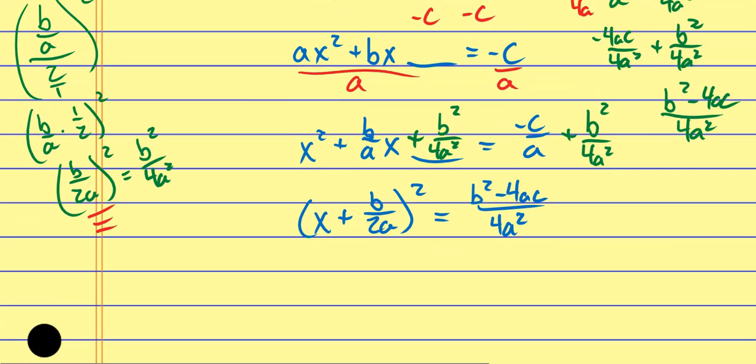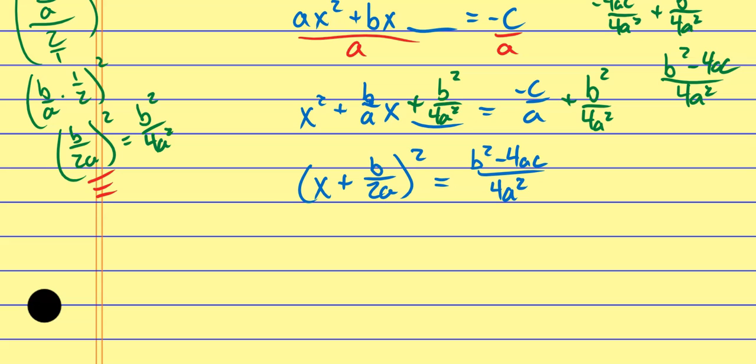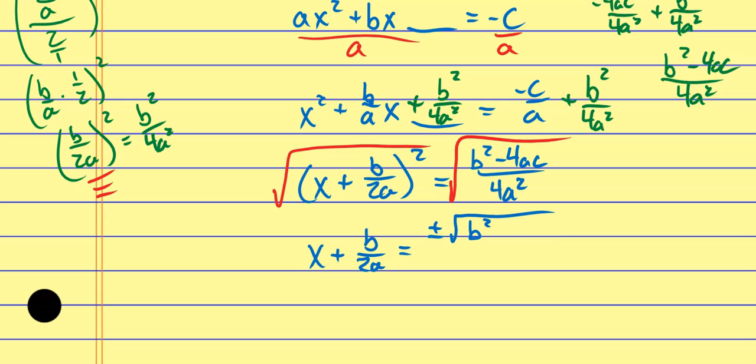Now I can solve using the square root, so I take the square root of each side. Again, when I do the square root here, I have to remember to do the plus or minus. I also have to remember that I just take the square root of each of these pieces individually. So plus or minus the square root of b squared minus 4ac on the top. Underneath, 4a squared, if I take the square root of that, the square root of 4 is a 2. The square root of a squared is an a. Remember, I divide the exponents. And now I'm going to go ahead and solve for x. I'm going to subtract that b over 2a from each side.